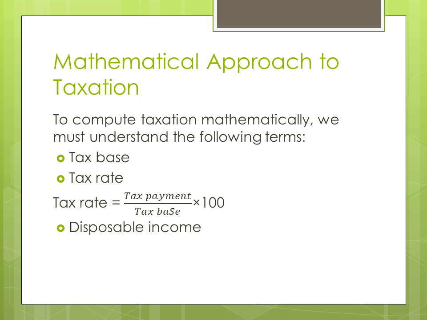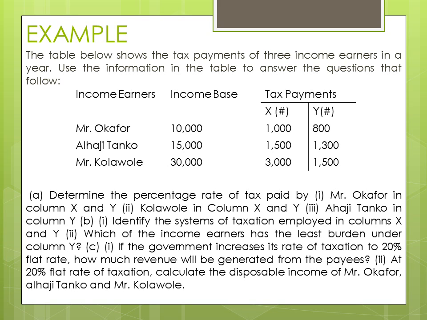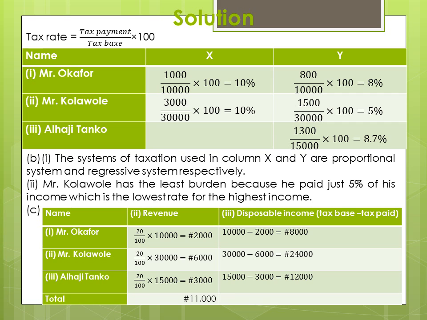Example: the table below shows the tax payment of three income earners in a year. Use the information in the table to answer the questions that follow. The first question says we should determine the percentage rate of tax paid. For Mr. Okafor, the percentage rate of tax paid under column X will be tax payment, which is 1,000, divided by tax base or income, which is 10,000, multiplied by 100, which will give us 10%.